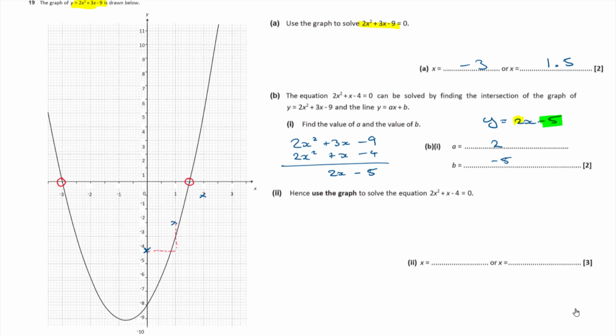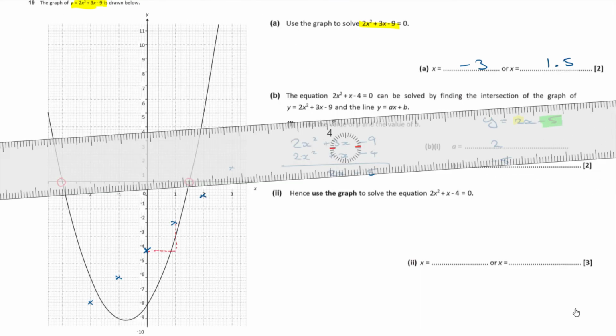1 unit along, 1 unit up is going to take me to 3, 1. And going the other way, 1 unit to the left and 2 units down, it's going to take me to that point. 1 unit along, 2 units down to that point there. Okay, and I think that's enough points. I think I can then draw my graph through those points.